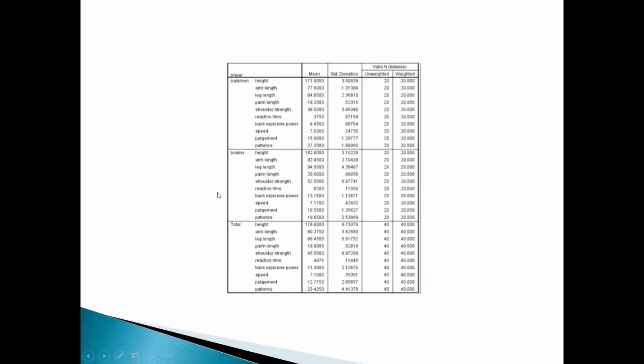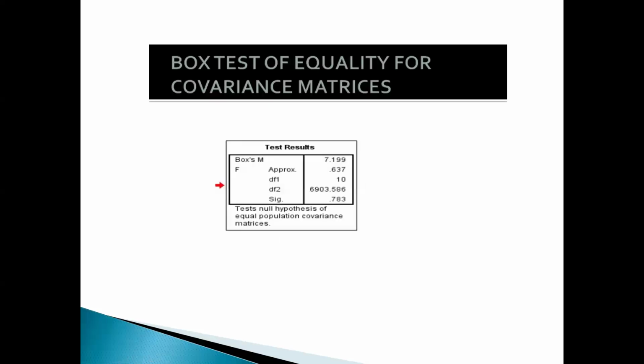This type of descriptive statistics table will be made here, for batsman and bowler, and these are the totals. These are the means and standard deviations, and these are the cases. All 20 cases are here. Through Box's M method, we see that the p value is very much greater than 0.05. It means the homogeneity of variance among all groups holds. So it's good to go ahead with the classification.